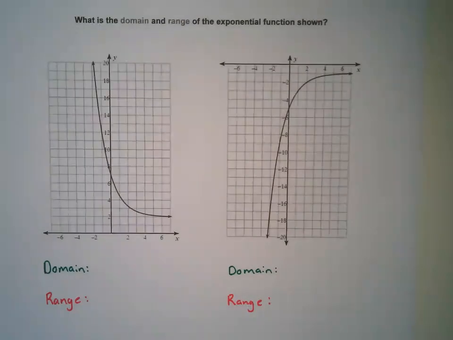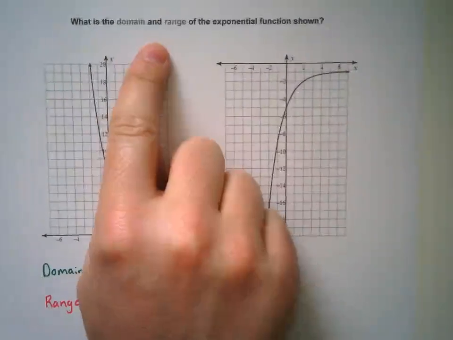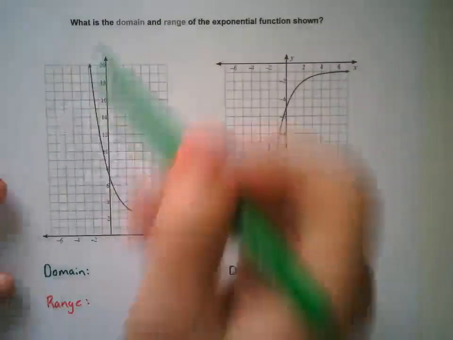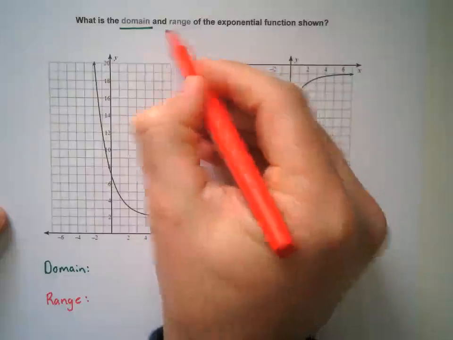All right, y'all. Today's video, we're looking at exponential characteristics. I've got two graphs up here, and the question says, what is the domain and range of the exponential function shown? So what is the domain and what is the range?